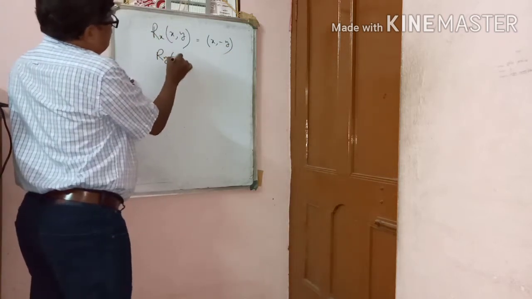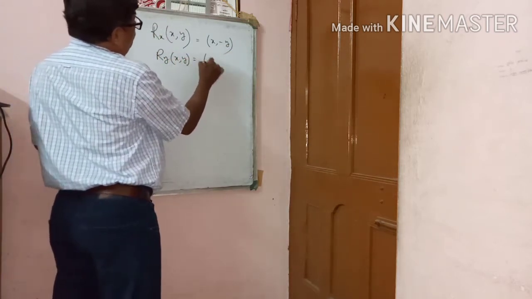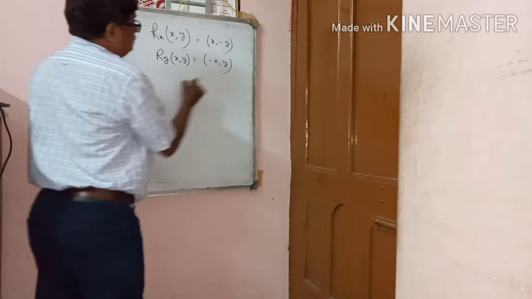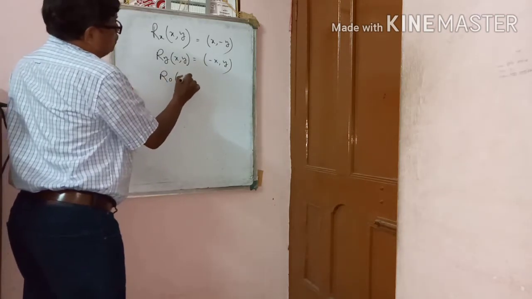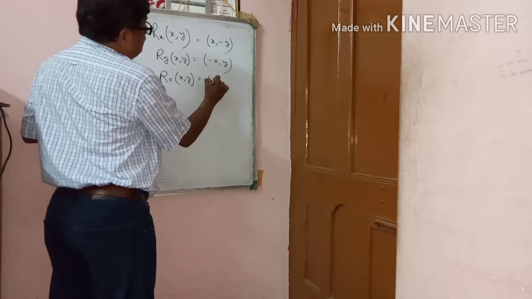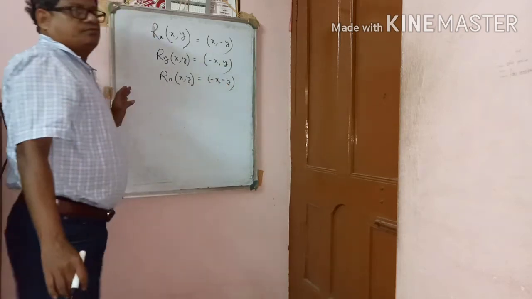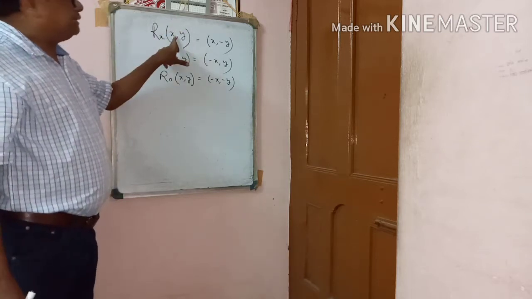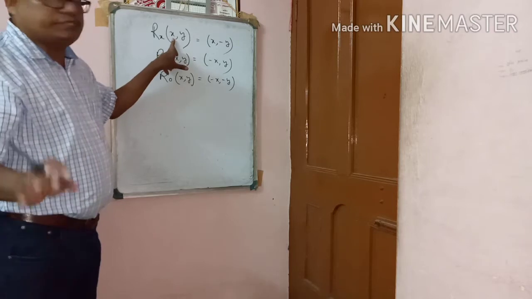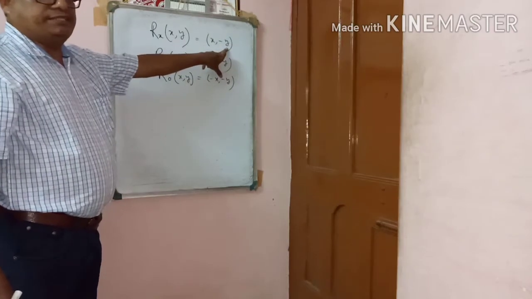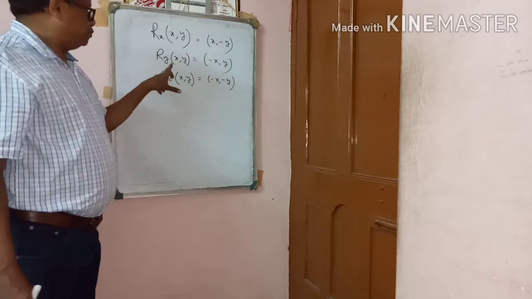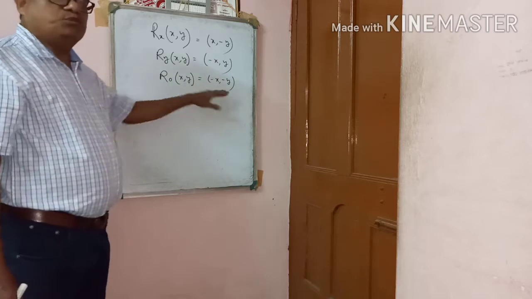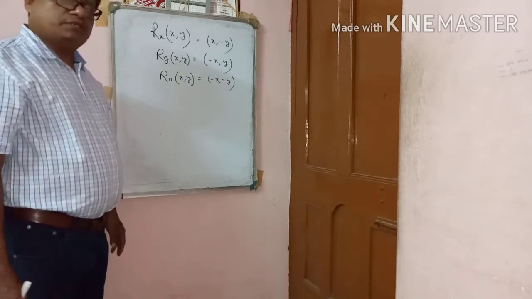Suppose Ry of (x, y): x changes, y has no change. R0 of (x, y) equals (minus x, minus y). So, for reflection of a point in the x-axis, how to remember: see, in the x-axis, x has no change, only y changes. In the y-axis, y has no change, x changes. In the origin, both change.